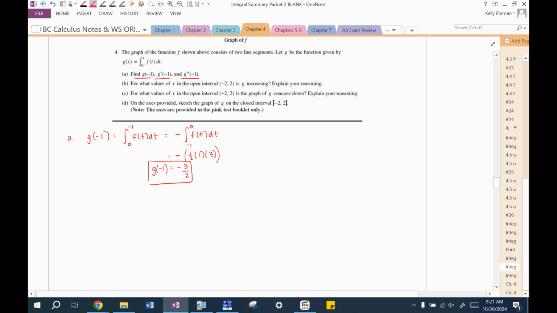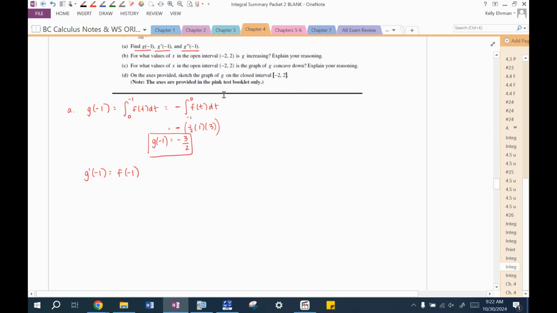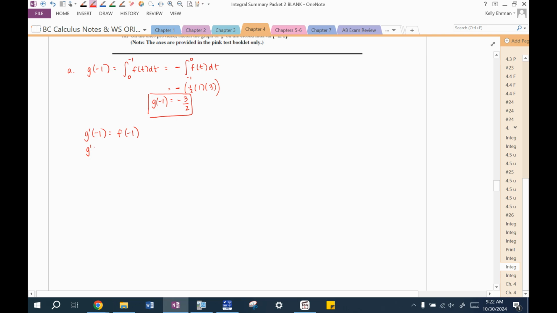Now, when you calculate the other two, the derivatives, you need to make sure that you have a relationship on what g prime of negative 1 is equal to in terms of f. So g prime of negative 1 is equal to f of negative 1, because when you take the derivative of the integral, you're going to cancel out and get the x down there. Okay, so what is f of negative 1? Take a look at the graph. F of negative 1 is 0. So g prime of negative 1 is equal to 0.